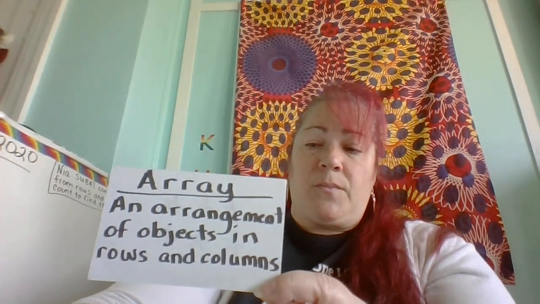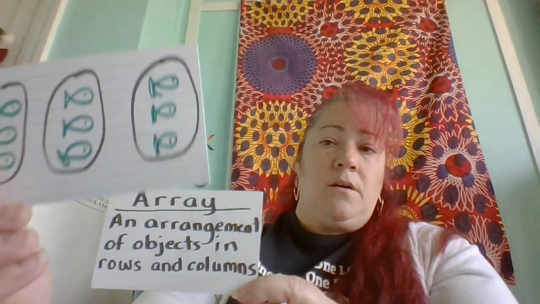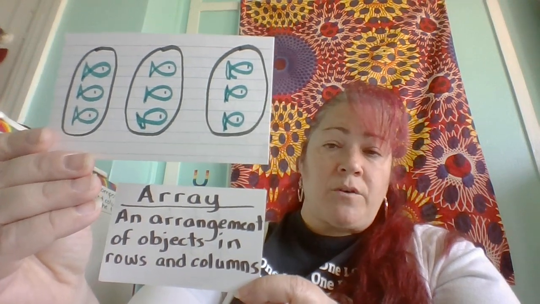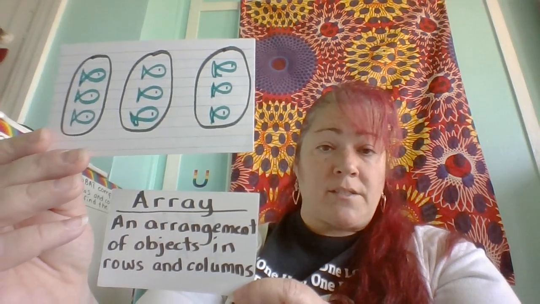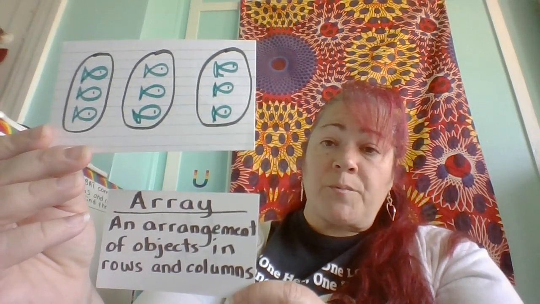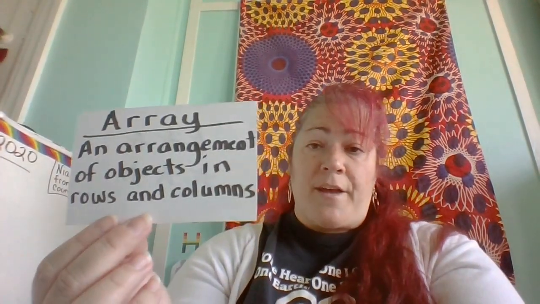An array is an arrangement or a group of objects in rows and columns. We were doing this when we were doing our equal groups. We had rows and columns of fish and we were making them into groups. These were actually us starting out to work on arrays, but we just didn't call them that. We were calling them equal groups. So now we're getting into the big important word, array. An array is an arrangement of objects in rows and columns.